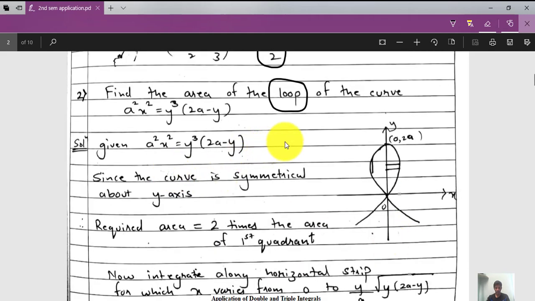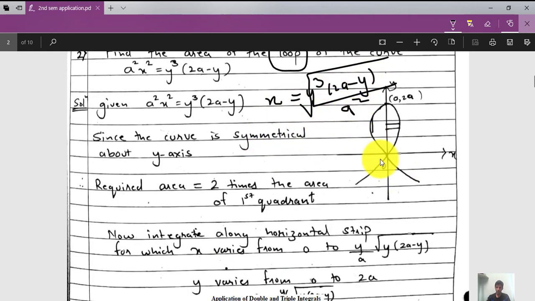When you plot the graph, take x square is equal to y cube into (2a minus y), divided by a square. Now see here, I am taking it in terms of x, or you can take it in terms of y also.